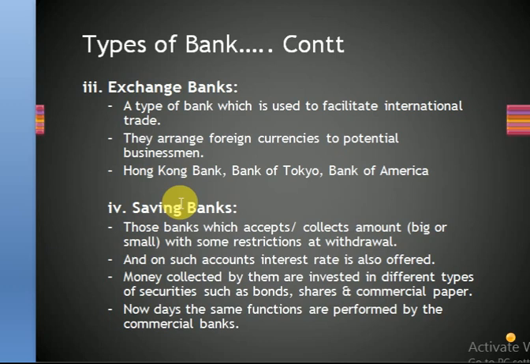Next is the savings bank. Savings banks are those banks which collect and keep the small savings of the public, common people. They are called thrift promoting institutions. Savings banks invest the funds in the safest government securities, like treasury bills. Post offices and savings centers or certificates perform the business of savings banks in that country.